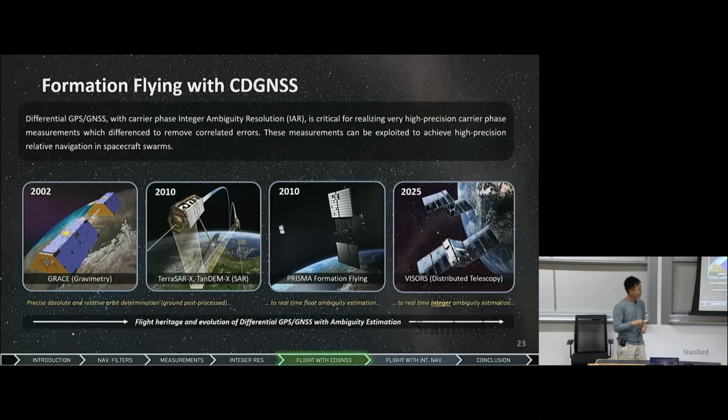And of course, we have the PRISMA project, which was Professor D'Amico's PhD work. And this was the actual first mission that estimated float ambiguities, differential float ambiguities, single difference float ambiguities online in real time. And PRISMA was actually able to attain relative positioning accuracies of about 5 centimeters and less, and relative velocity errors in the sub-millimeter per second scale. But PRISMA did not have IAR on board at the time due to computational constraints. This is what we are also trying to achieve in VISERS as a next step.